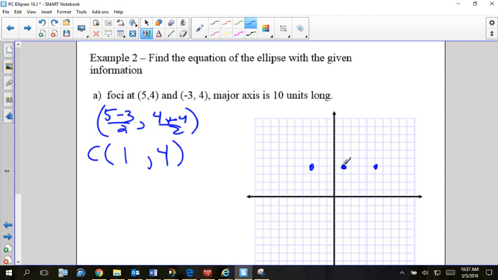There's another piece of information they give us: the major axis is 10 units long. How do I know where to put the major axis? The foci are in the same direction as the major axis. The major axis has to be centered, so it can't start here and go 10 units this way. It's 10 units total, so how much in each direction? 5. The foci are 4 in each direction.